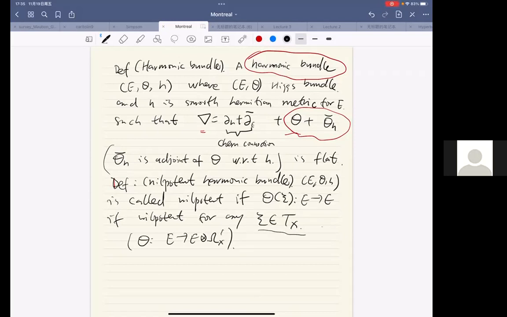This definition is also a generalization, because a variation of Hodge structure is automatically a nilpotent harmonic bundle. Just a remark: the category of complex variations of Hodge structures belongs to the category of nilpotent harmonic bundles.